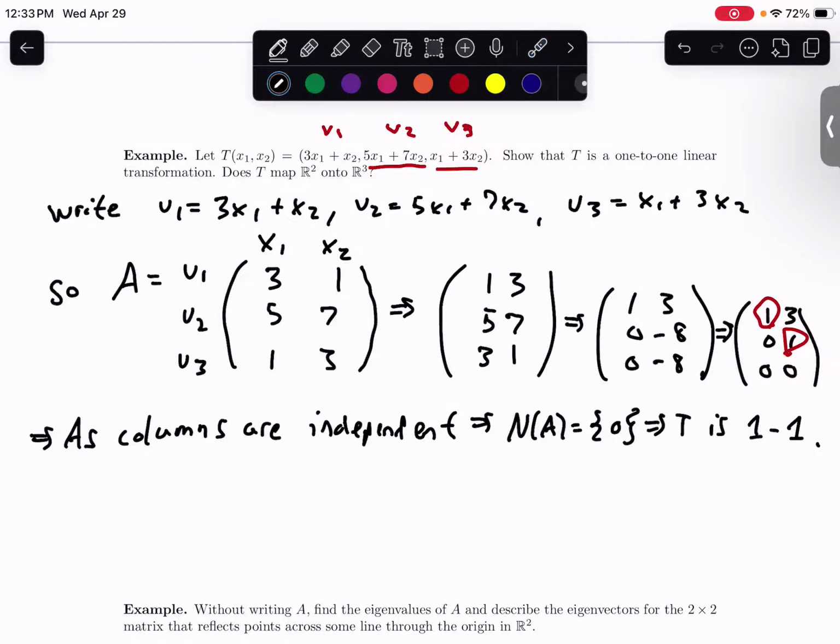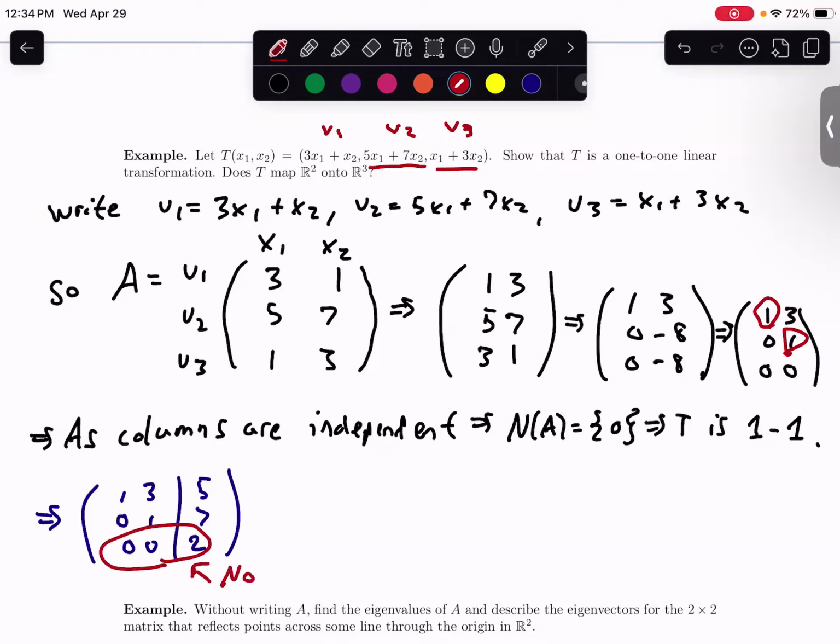So it goes back to the analysis we had before, where if I have something of the form 1, 3, 0, 1, 0, 0, and I were trying to solve for some vector, maybe of the form 5, 7, 2, we would have this row at the bottom, which would be no solution, right? Because 0 plus 0 is equal to 2, that means we have no solution. And so this would mean that T is not going to be onto.